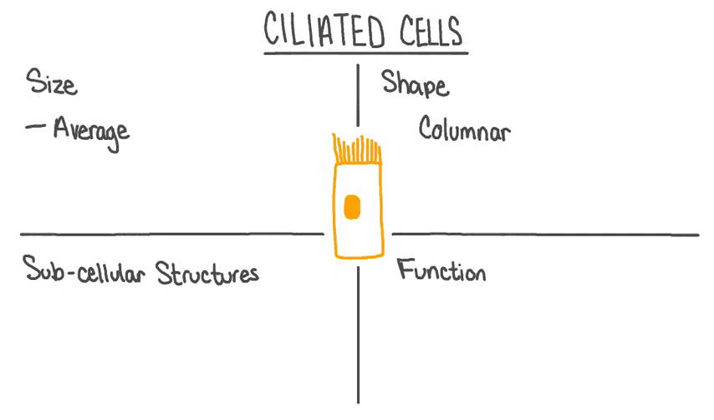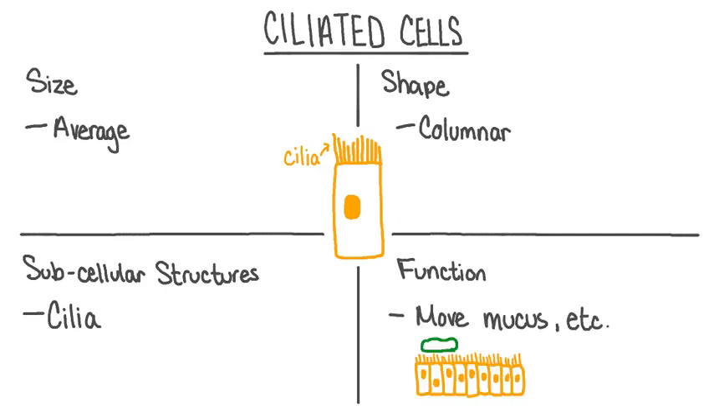These cells are average size and columnar or oblong in shape. Their characterizing subcellular structure are the cilia, or hair-like extensions of the cell membrane. These cilia are found on one surface of the cell, and they're able to move in a wave-like motion. Ciliated cells are found lining the airways in your lungs and in your nasal passages, where they're responsible for moving mucus around.